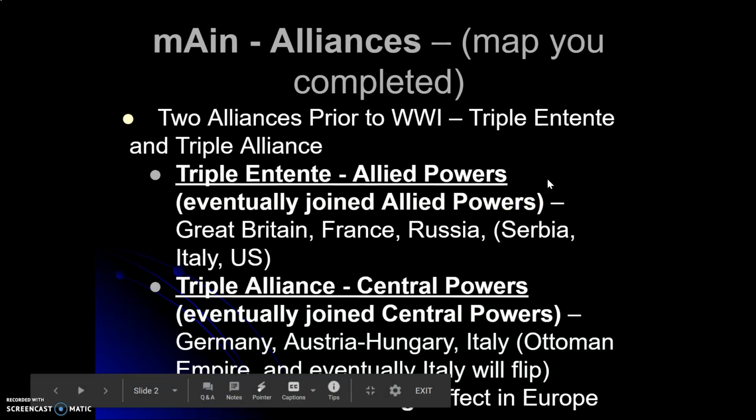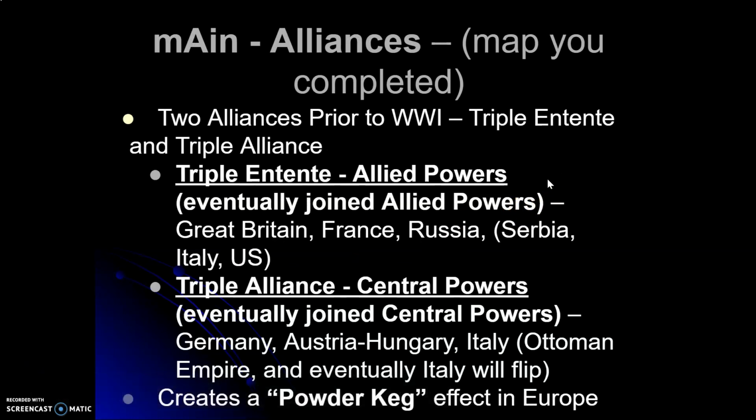The A in the main causes is something you've already completed, actually, the alliances and that map that you did. We have 2 major alliances that take shape prior to World War I. But when the war starts, they will change a little bit. We have the Triple Entente and the Triple Alliance. The word Entente is actually a French term for alliance. And these are what will eventually be called the Allied powers for the most part.